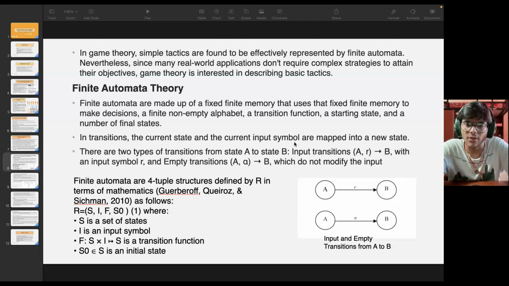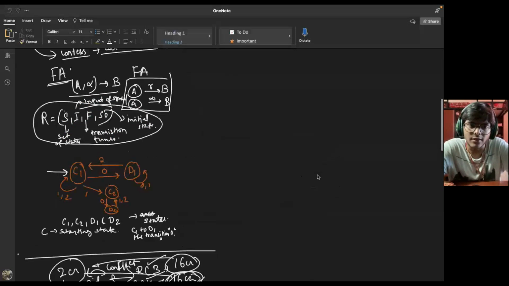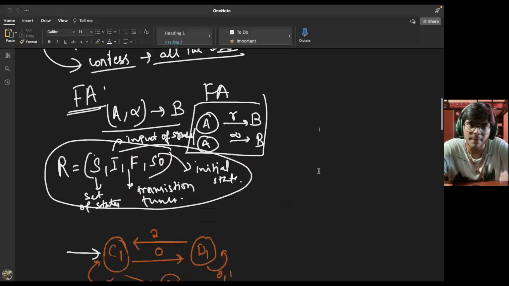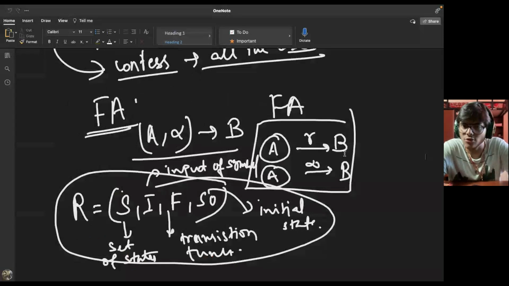So this is the diagram. I have even drawn it, so let me just show it. Yeah, here you can see, right? So finite automata: on input string R, A goes to B; on input string alpha, A goes to B, right?